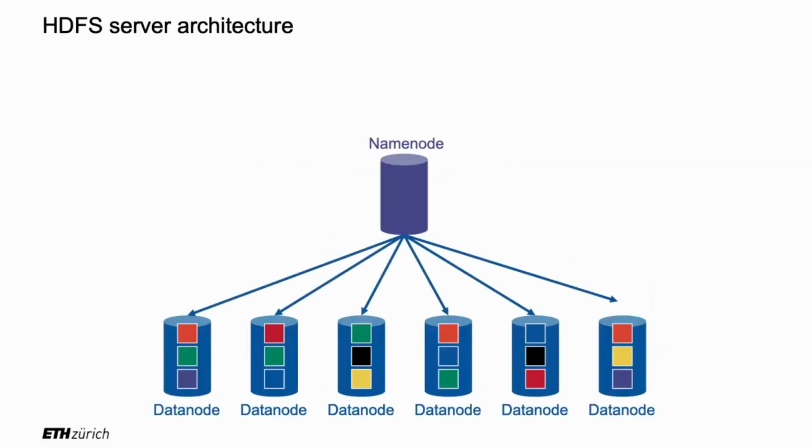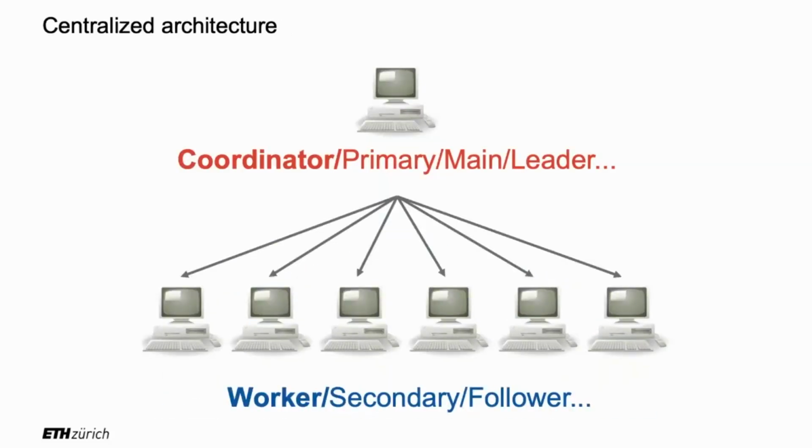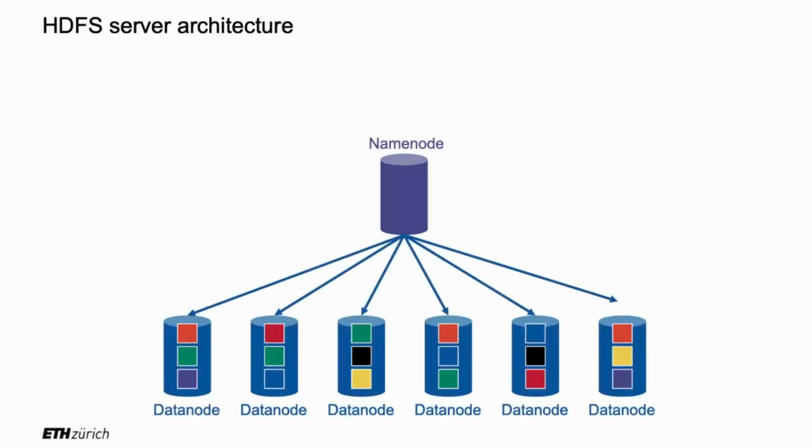So concretely, this topology, that's the general name of the topology, we'll see it many times in this course, also with the other technologies. But in the case of HDFS, we have a name for the coordinator node. We call it a name node. And we have names for the worker nodes. We call them data nodes. You'll see it in a single word.